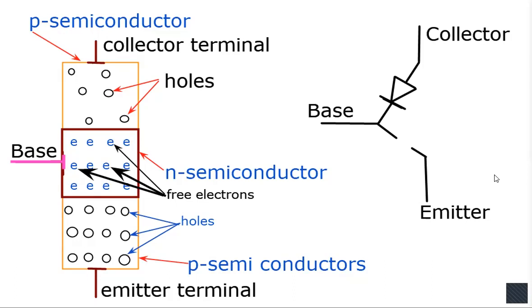Within brackets, please write: the arrowhead on the circuit symbol of a diode indicates the direction of the current when the diode is forward biased.